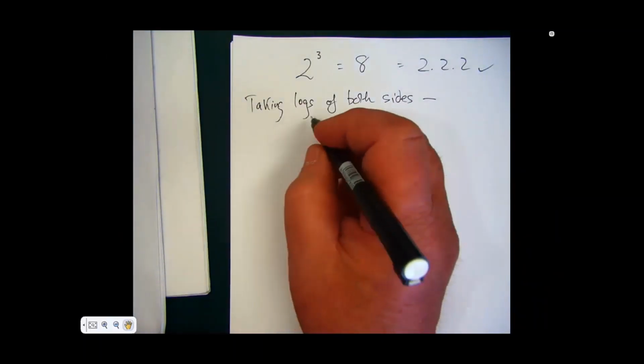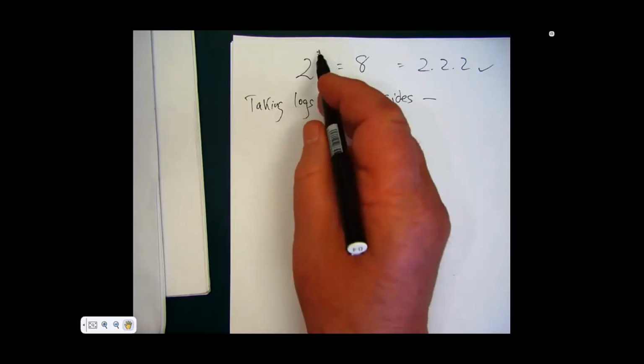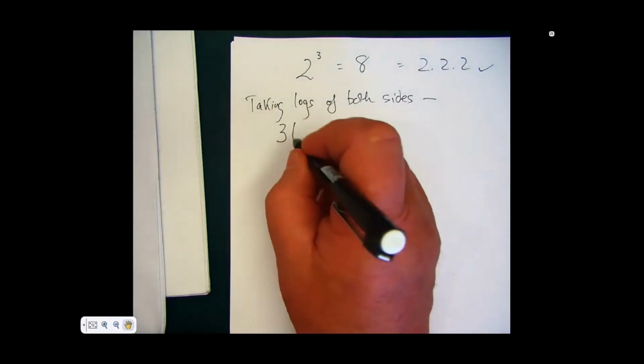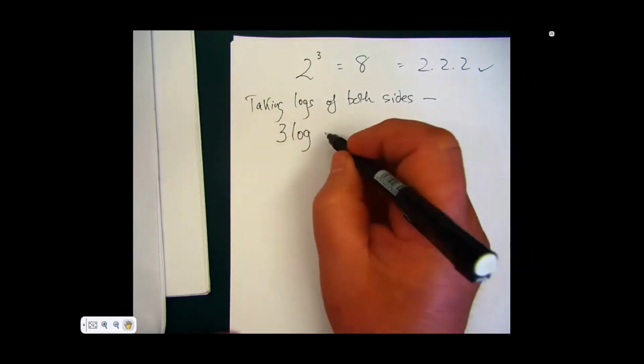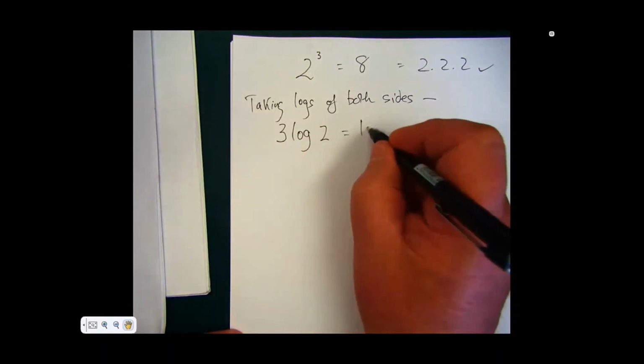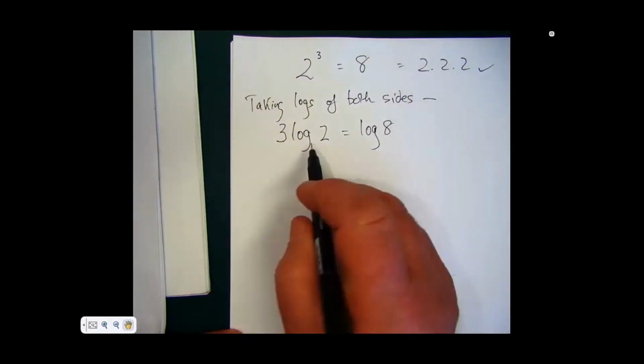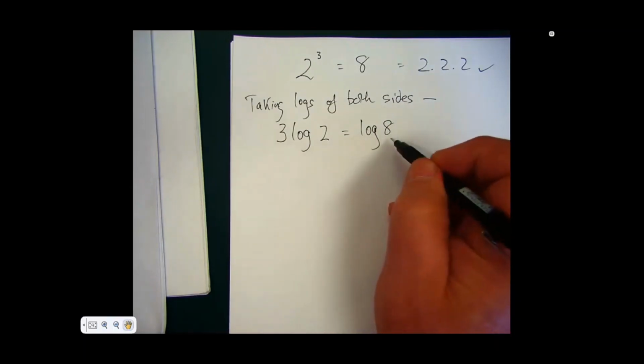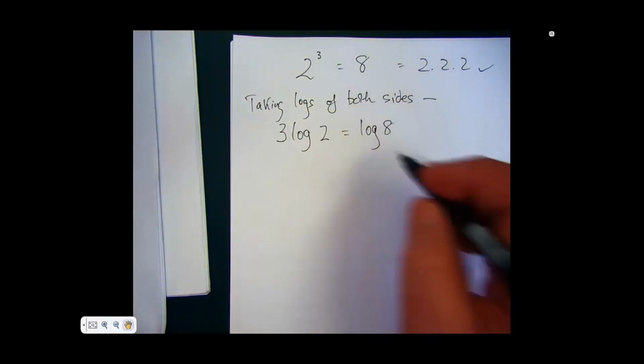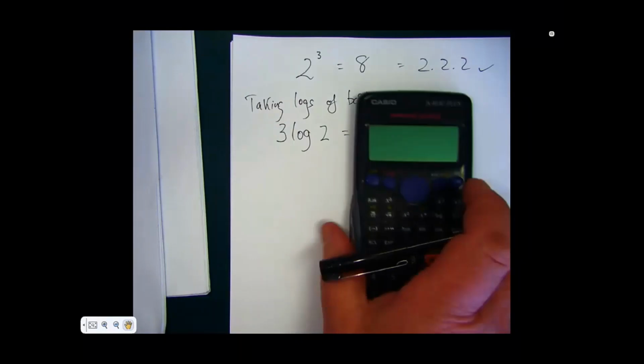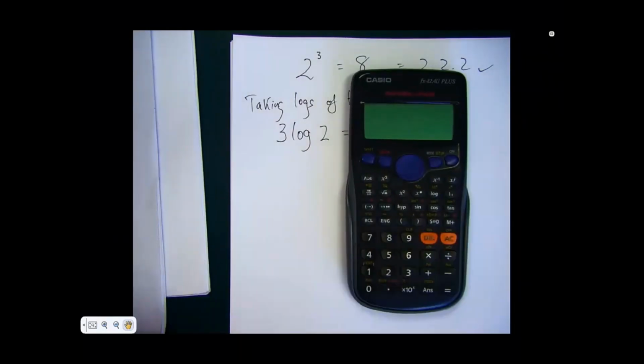Alright, and this is what we do. Now when we take logs of both sides, the power comes down and multiplies. So this can be 3 log 2 equals log 8. So 3 log 2 is equal to log 8. Now there is a question on your calculator here. You see, hang on, let me look at my buttons.